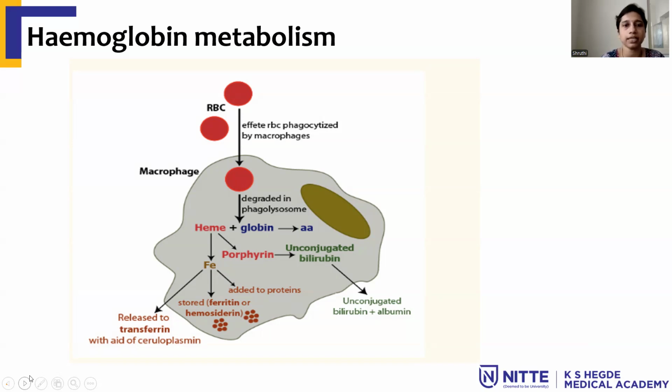So what are the contents of RBC? Heme and globin. This globin, which is there in the hemoglobin, will enter the protein pool, because globin has amino acids. Whereas the heme has porphyrin and iron. The iron is ferrous. This will be stored as storage iron as ferritin or hemosiderin, or it can get transferred into transferrin, which is the transport form of iron. The porphyrin will get metabolized into bilirubin.